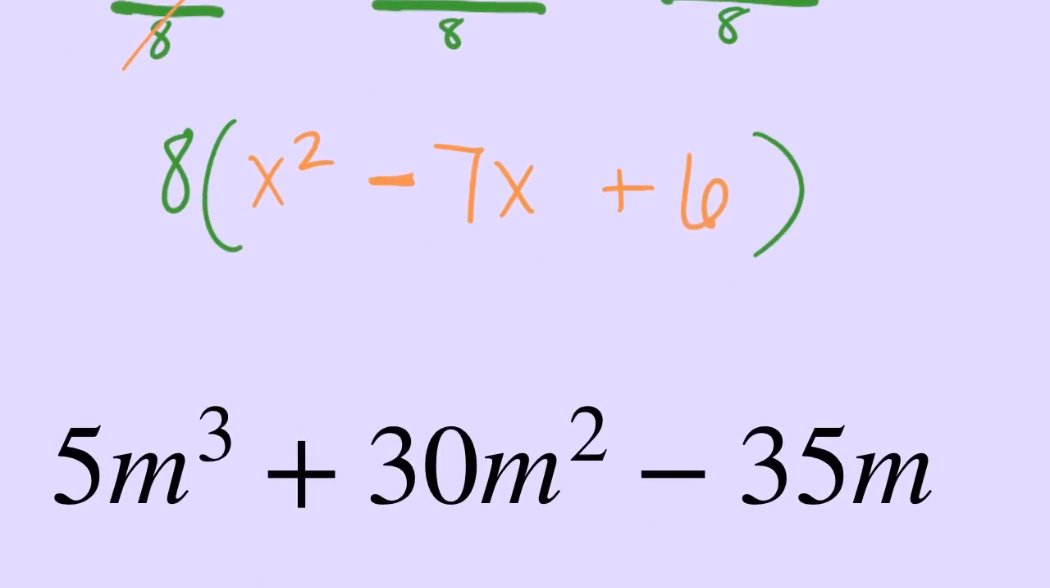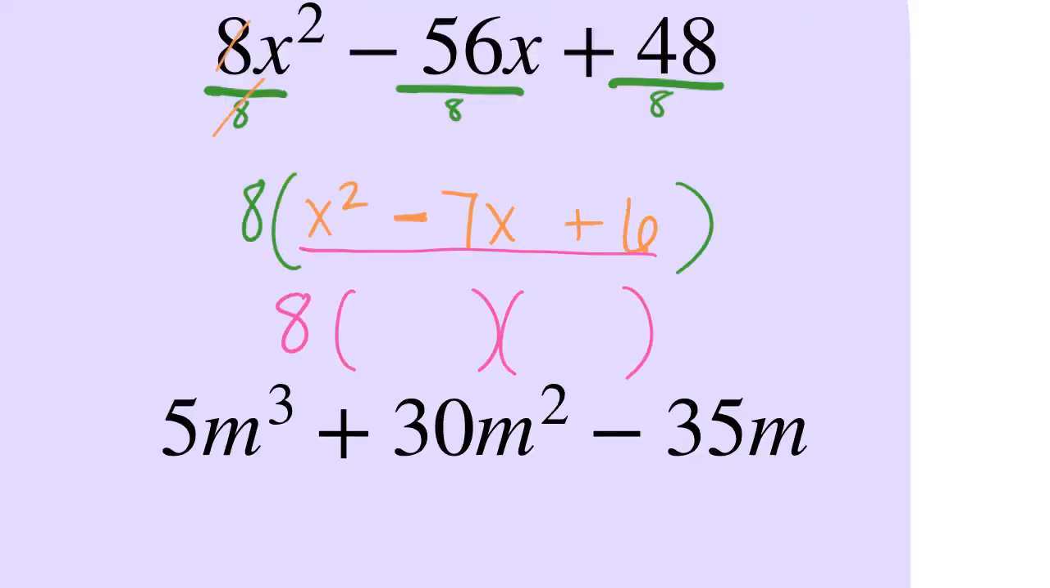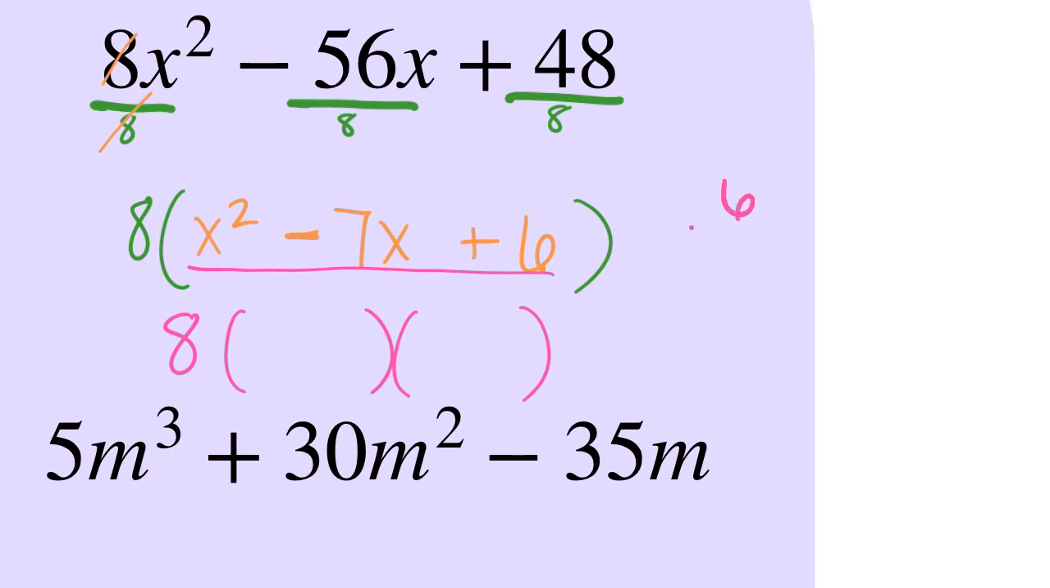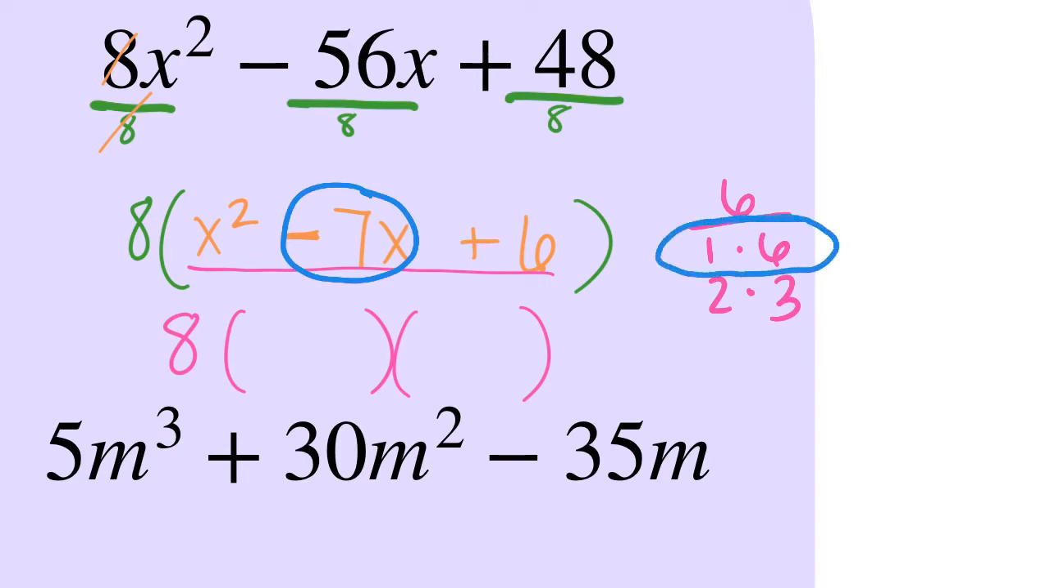And then we're going to go ahead and factor this remaining trinomial. So again, I'm going to have the 8 on the outside, and I'm going to have my two factors here. And let's see, 6 is either 1 times 6 or 2 times 3. And I need this to add up to a negative 7. So the only way for that to work, so 1 and 6, right? 1 and 6, if you put those together, that equals 7.